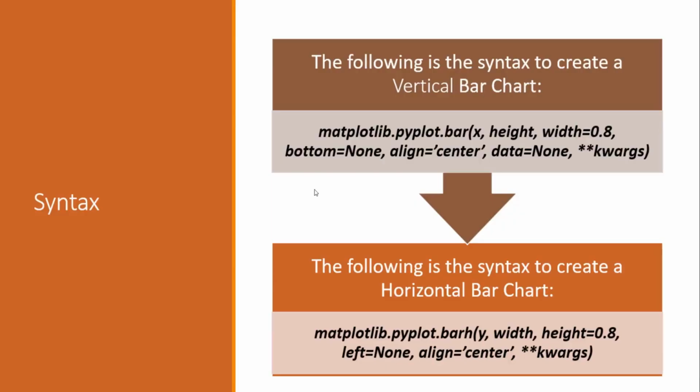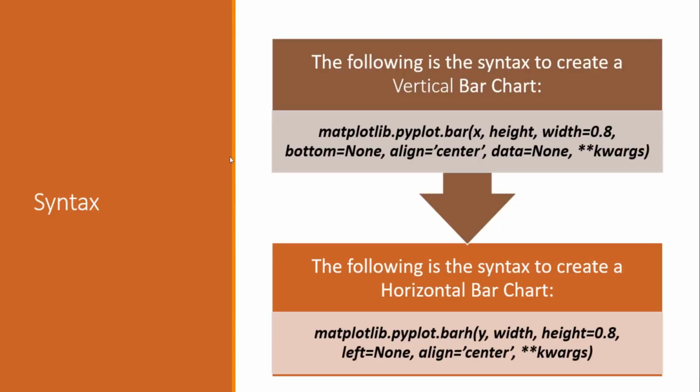The next is bottom, and the default value is None. And the next one is align, and the default value for this is center. And next we have data, and the default value is None. And after that we have keyword arguments. So this is the syntax of the bar function. And here x and height are the compulsory parameters, and the others are optional.